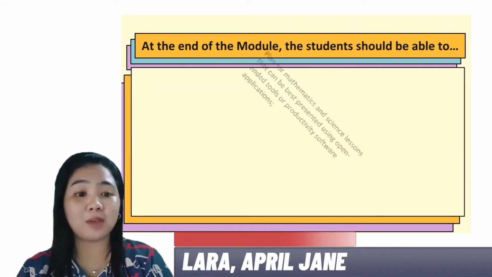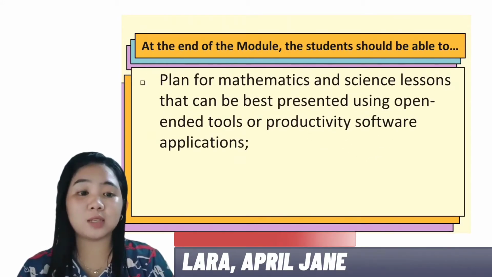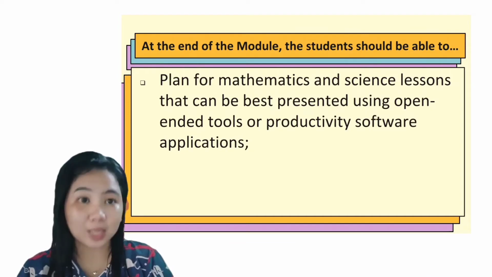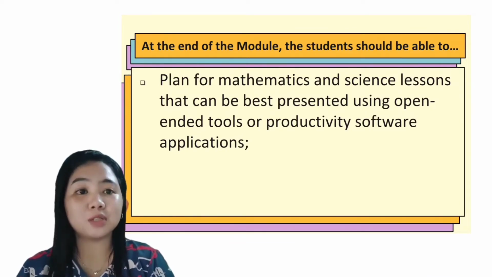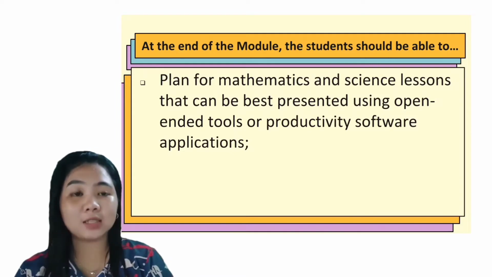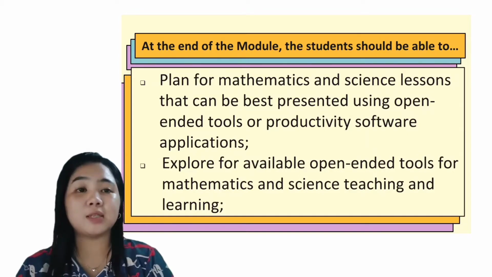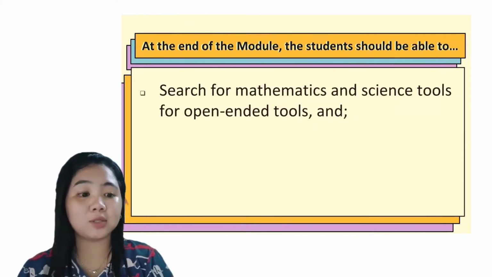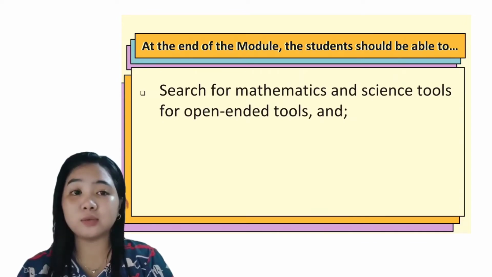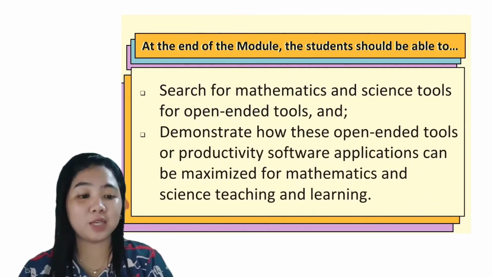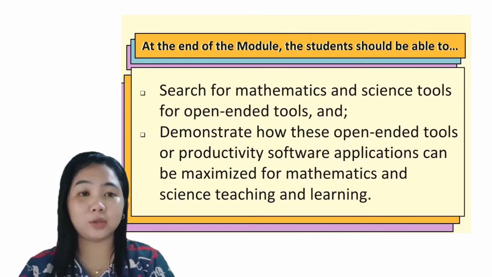In this module, the student should be able to plan for mathematics and science lessons that can be best presented using open-ended tools or productivity software applications. The next is explore for available open-ended tools for mathematics and science teaching and learning. Next is search for mathematics and science tools for open-ended tools and demonstrate how these open-ended tools or productivity software application can be maximized for science and math teaching and learning.